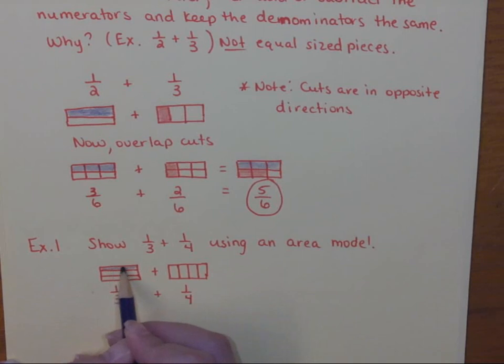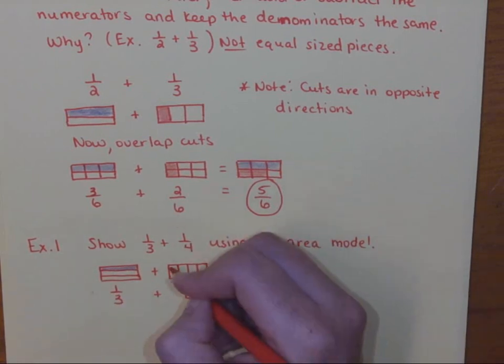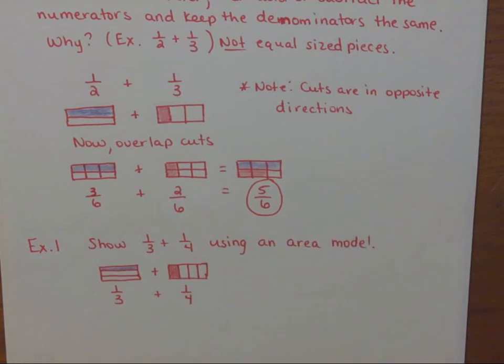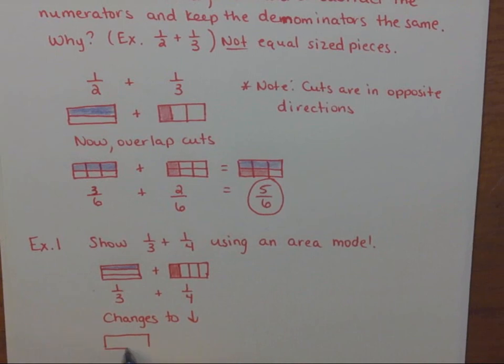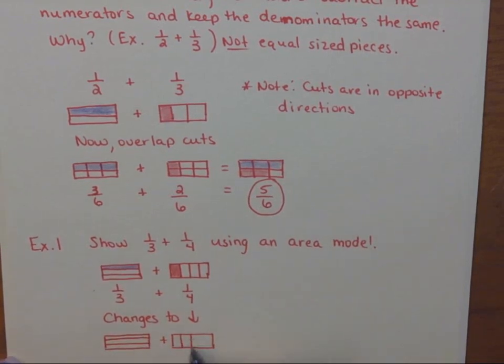So I've got 1/3 plus 1/4. Okay, notice clearly those pieces are not equal size, right? So this is going to change to something else. But notice I start off with the same information and then I partition it after the fact. Okay, so I've got a third plus a fourth, and now I'm going to overlap my cuts.